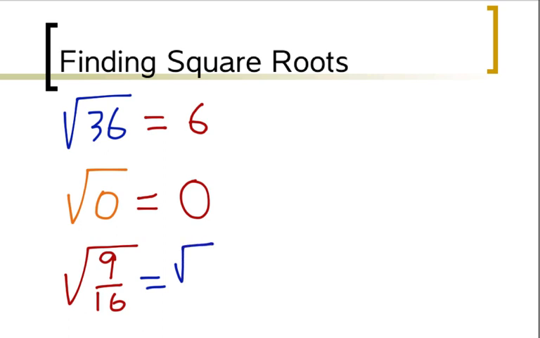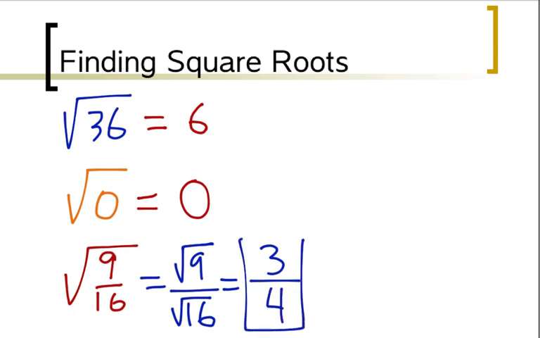Now when it comes to the square root of a fraction, what you want to do is actually rewrite it to be the square root of the top number divided by the square root of the bottom number. So this really comes down to what's the square root of 9, which is 3, and then over what's the square root of 16, which is 4. So the answer is 3 over 4.